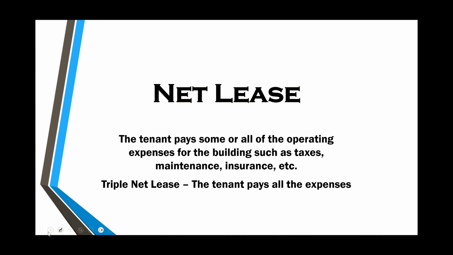A net lease, on the other hand, is where the tenant pays the fixed rent, but they also have other expenses for the building. So they may be taking care of the taxes on the property, all the maintenance or some of the maintenance, insurance, and all of that. A triple net lease, which you may also see as NNN, is whereby the tenant is taking care of all the expenses and the landlord is just collecting rent.